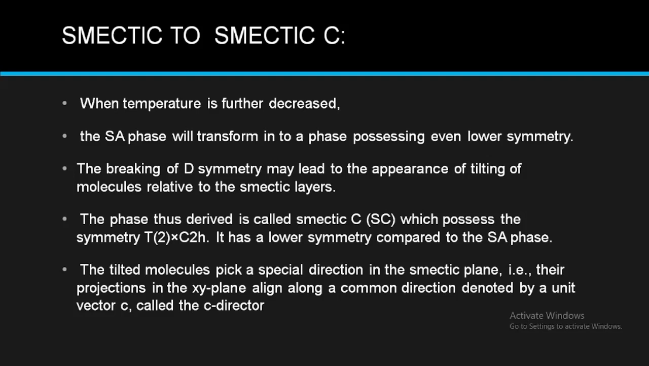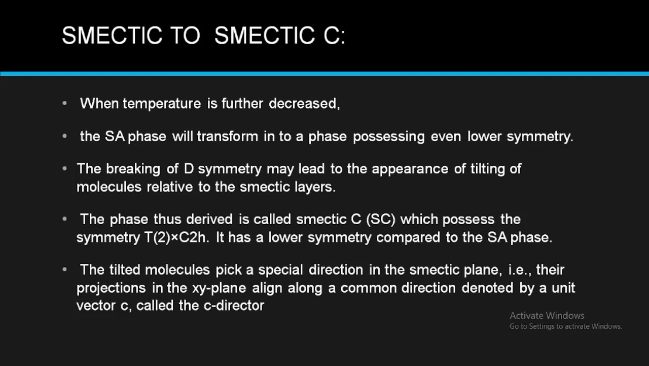If I look at the molecules with respect to the smectic layers, I will see that these molecules have tilted compared to how they were arranged in the smectic A phase. The phase thus derived is called smectic C. This new phase which I got when I lowered the temperature is called the smectic C phase, which possesses the symmetry as given, and it has a lower symmetry compared to the smectic A phase, as we already explained.